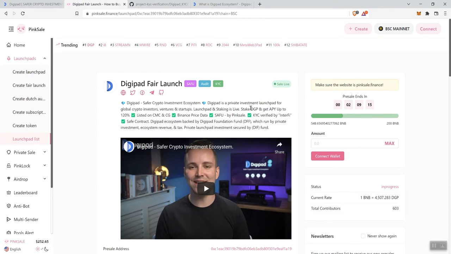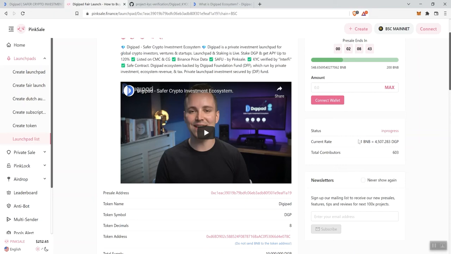Digipad is a private investment launchpad for global crypto investors, ventures, and startups. Launchpad and staking is live. Stake DGP and get APY up to 120%. Listed on CMC and CG. Binance price data. SAFU by PinkSale. KYC. Digipad ecosystem backed by Digipad Foundation Fund, DFF, which is run by Private Investment Ecosystem Revenue and Tax, private launchpad investment secured by DIF Fund.